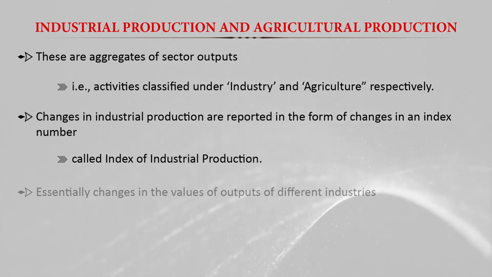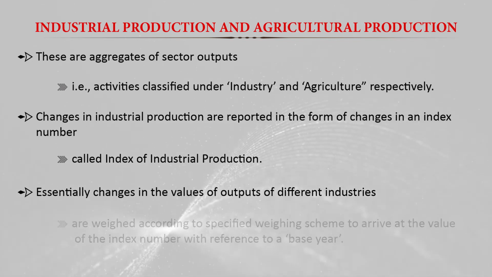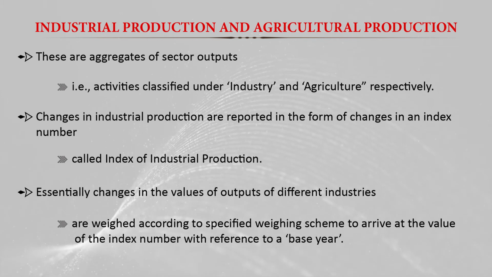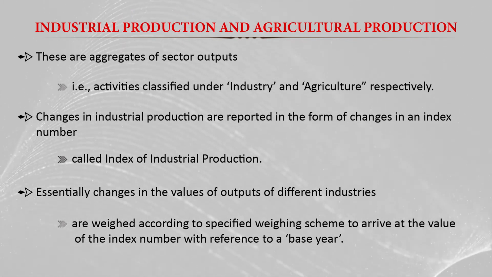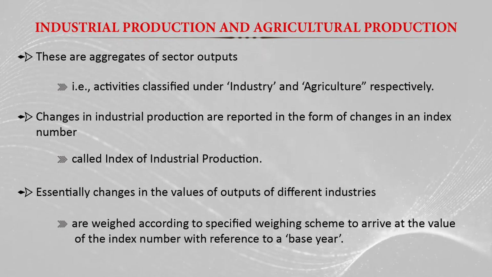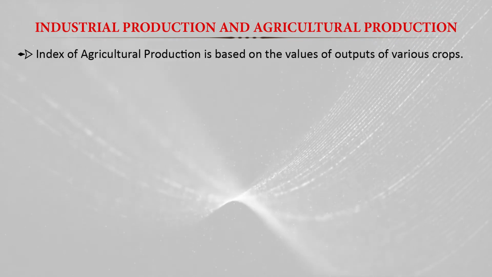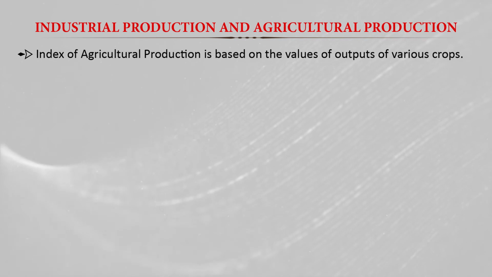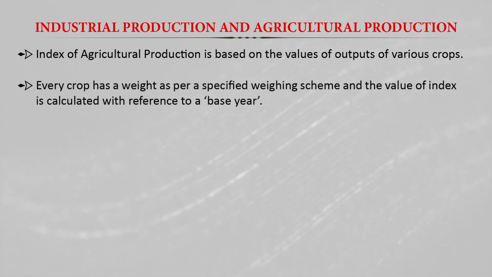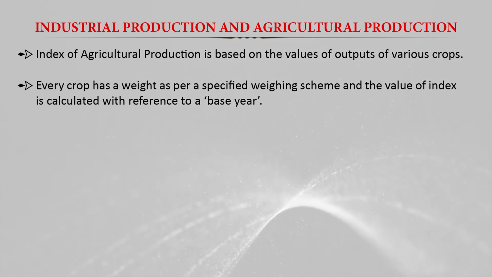And basically it is essentially a change in the value of the output of the different industries, which are weighted according to the specified weighing scheme to arrive at the value of the index number with reference to the base year. And in case of the index of the agricultural production, it is based on the value of the output of the various crops, and every crop has a weight as per the specified weighing scheme, and the value of the index is calculated with reference to the base year.